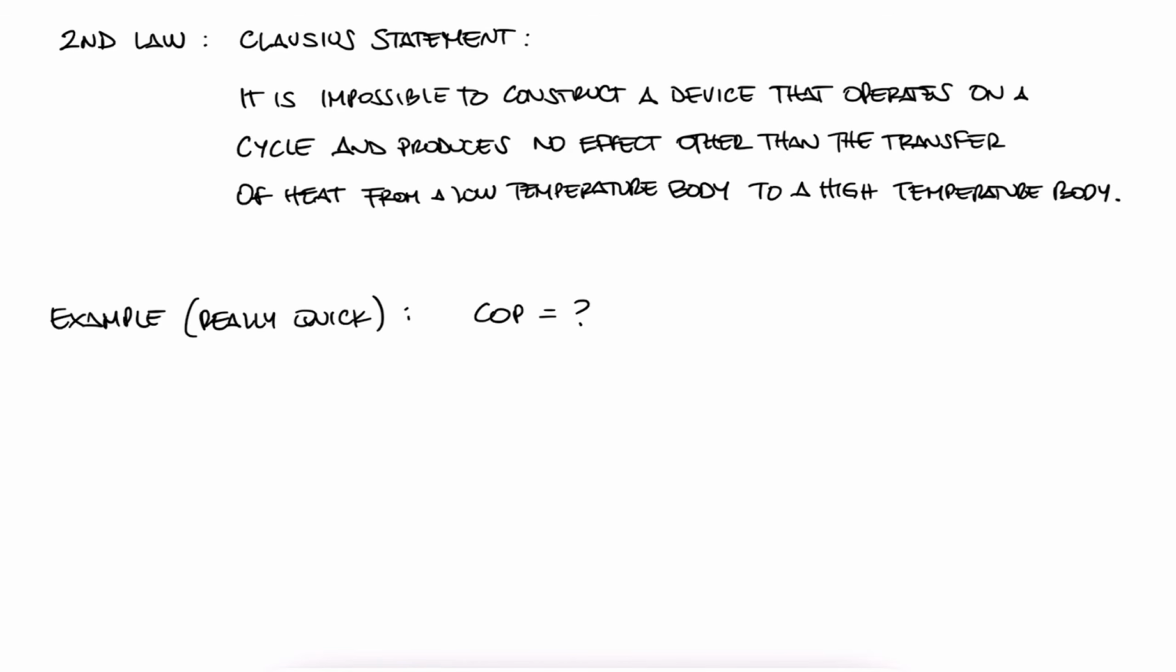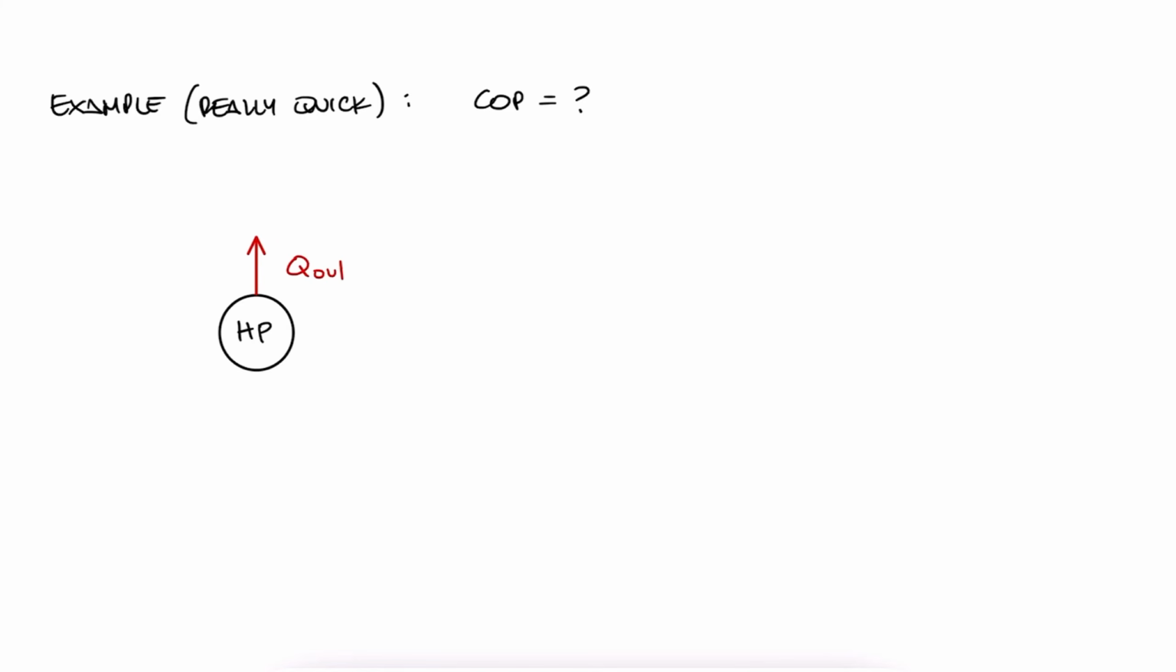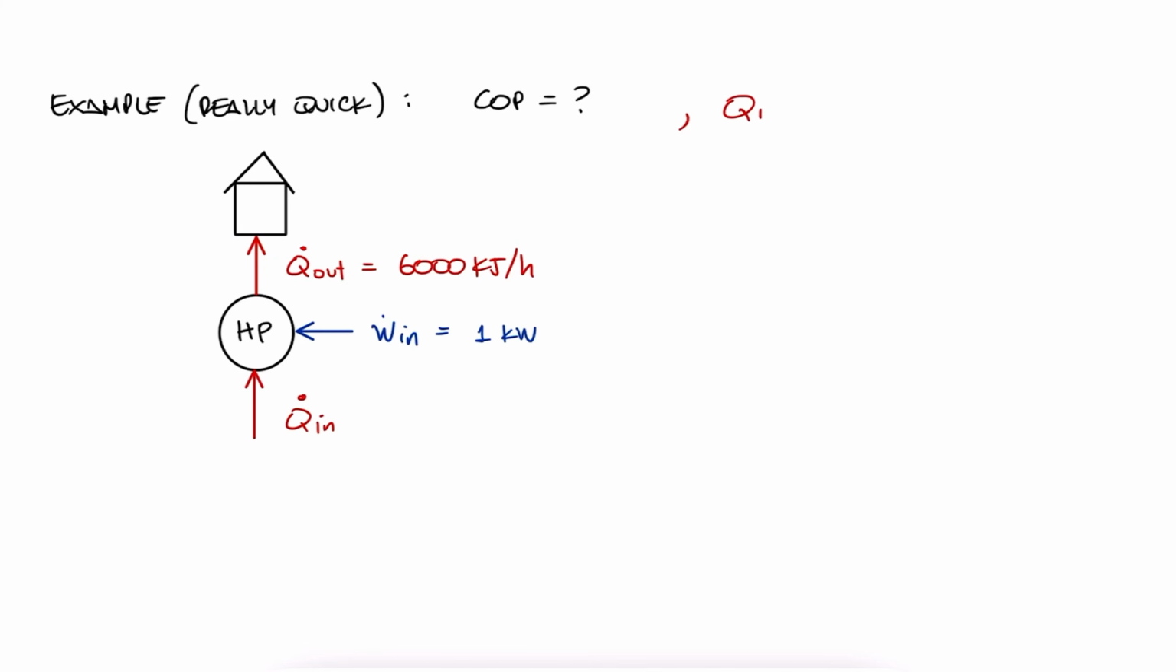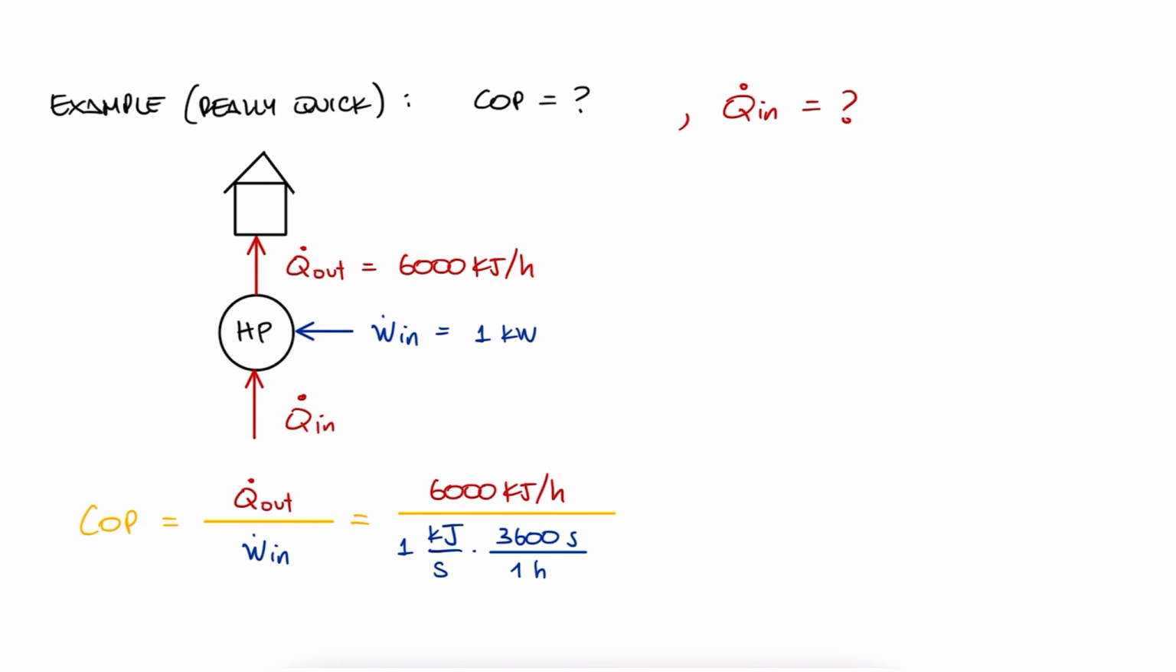What is the COP of a heat pump that supplies heat to a house at a rate of 6,000 kilojoules per hour for each kilowatt of electric power it draws? What is the rate of energy absorption from the outdoor air? From what we learned today, the COP is the desired output, meaning the heat that we're providing the house with, and again out of the device into the house, over the energy or work that is being drawn. We substitute the values, we do a simple unit conversion, and we find a COP of 1.6 repeating.